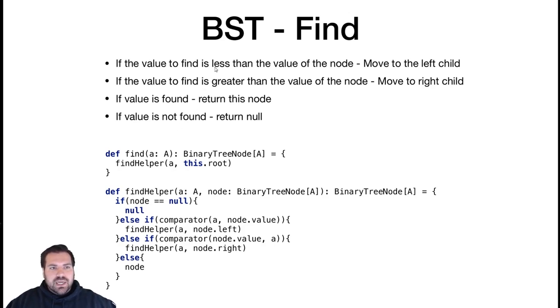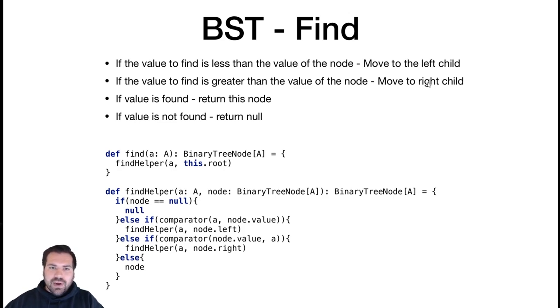To implement this functionality, if the value we're looking for is less than the value at the node that we're currently looking at, we're going to move to the left and make a recursive call on the left child. If what we're looking for is greater than the value that we're looking at the current node, we're going to move to the right child.